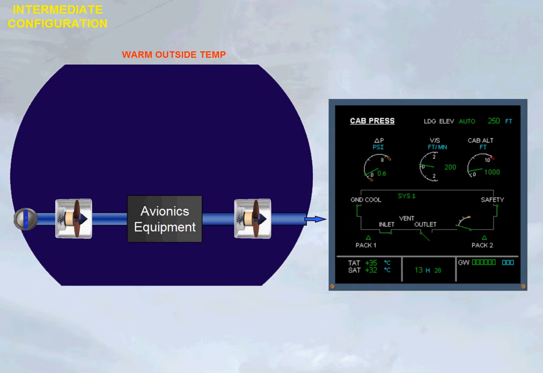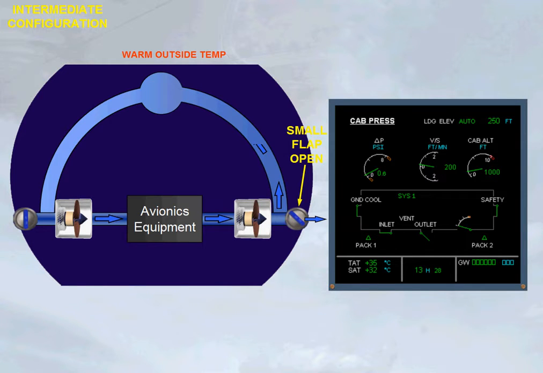In warm ambient conditions, the system may go to an intermediate configuration. It happens when skin temperature is above a specified threshold and, in flight, or on ground with thrust levers at takeoff power. In this situation, the equipment is cooled with air coming from the avionics compartment and air coming from the skin exchanger. A small internal flap on the extract valve opens to exhaust some of the heated air overboard.